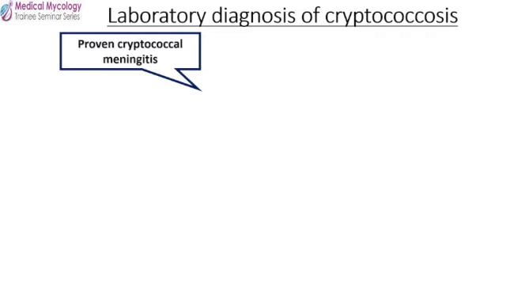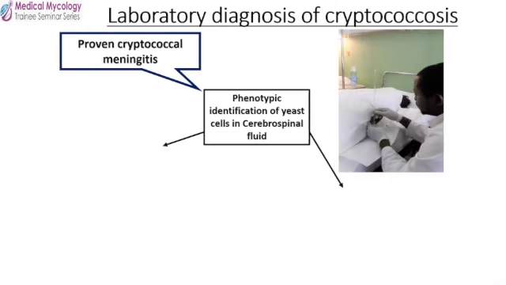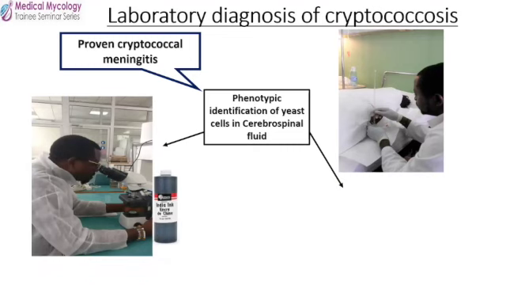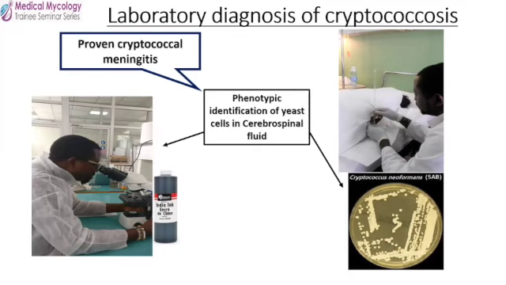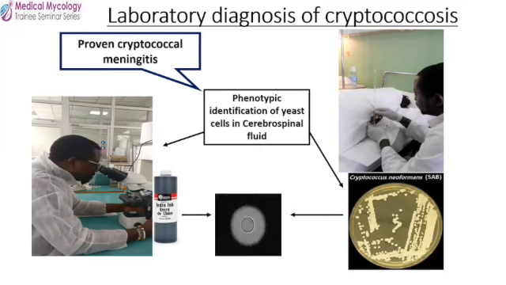So I would talk about proving cryptococcal meningitis. The diagnosis is only made when there is phenotypic identification of yeast cells in cerebrospinal fluid collected through lumbar puncture under microscopy after Indian ink staining or from culture media by microscopy. And when observed, we see a rounded cell with a halo around the cell on an Indian ink background. This halo represents the cell wall.